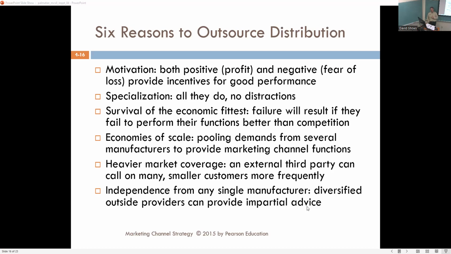This is consistent with that thought. A shipper who does shipping, warehouse, does that one thing, and they have no distractions. It's that old saying, you have one job, right? This is it. This is that one job. And it's amazing how well you can do it.